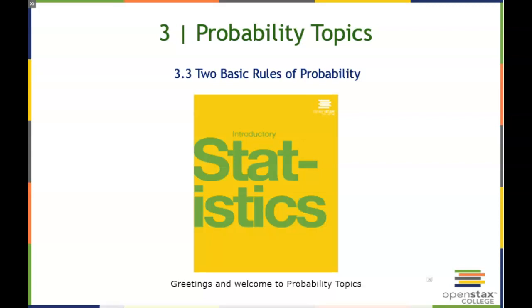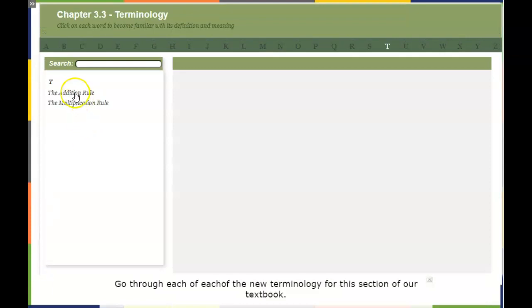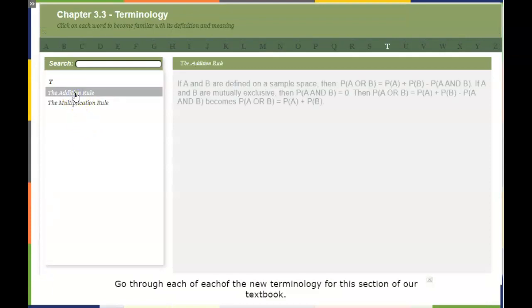Greetings and welcome to Probability Topics Lesson 3.3, 2 Basic Rules of Probability. Don't skip this important step. Go through each of your new terminology for this lesson.